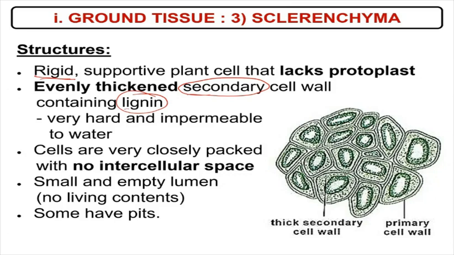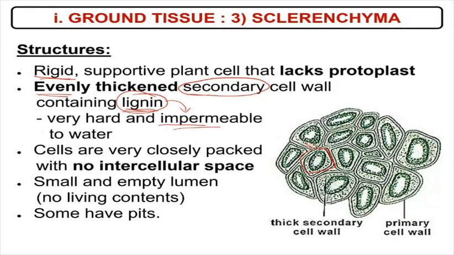Lignin. Tulis je lignin. Jadi tak payah awak tambah dengan hardening factor tu, saya nak explain. And the cell walls are thickened evenly. Maknanya rata. Memang semua tempat adalah tebal. So, sclerenchyma are very hard and impermeable. The presence of the lignin causes the cell wall to be impermeable. Air tak boleh lalu, tak boleh meresap melalui dinding sel ni.